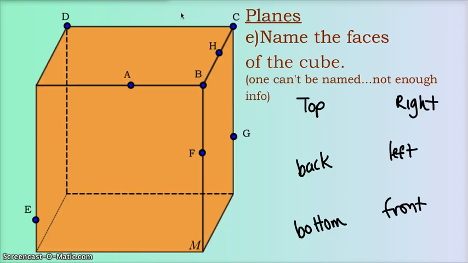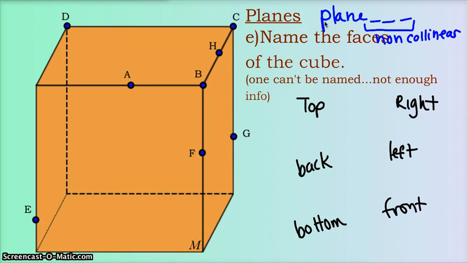Name the faces of the cube. There are 6 faces to the cube, and when we discuss naming them, they are planes. Planes always get named with the word plane, followed by 3 non-collinear points.